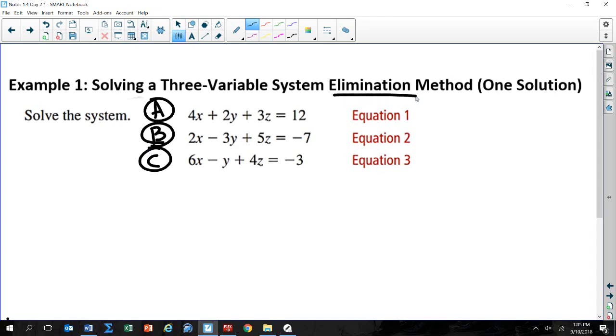The first thing I'm going to do is make a choice. Look at your x's, look at your y's, and look at your z's. What variable do you think is going to be the easiest to eliminate based on that?